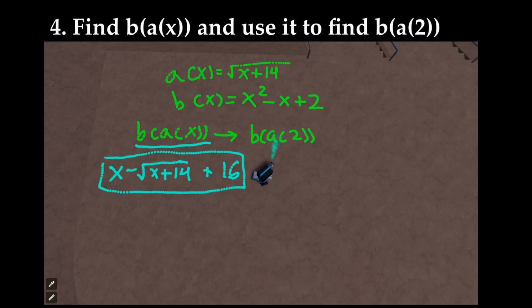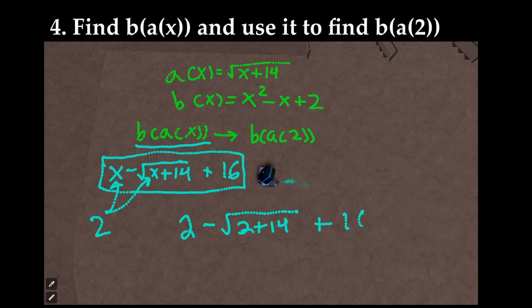And then now if we want to find b of a of 2, just plug in 2 wherever we see an x. So we'll insert a 2 in there, and I'll insert a 2 into there, because that's where the x is. So we're going to have 2 minus the square root of 2 plus 14 plus 16. And now we just need to evaluate this. 2 plus 14 is 16. The square root of 16 is 4. So I have 2 minus 4 plus 16.